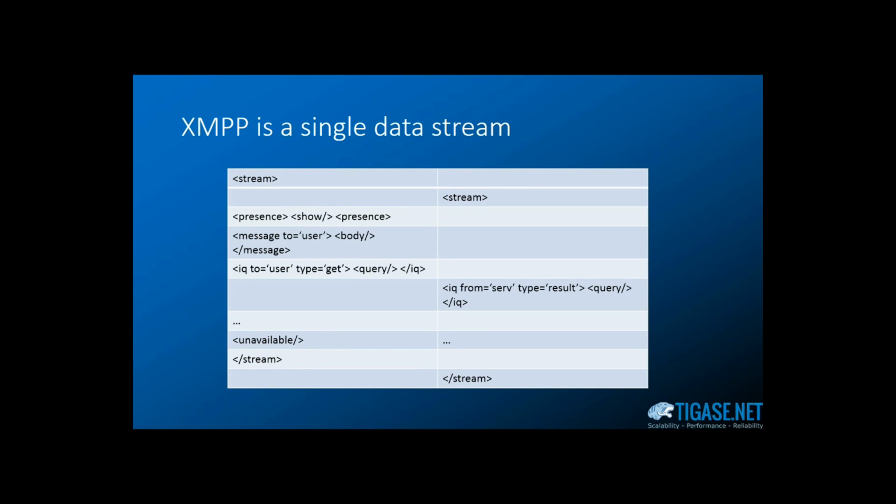XMPP takes place inside a single data stream between a user and a server. This basic diagram shows some basic stanzas being sent between the user on the left and the server on the right. As you can see, it begins with opening up a stream, followed by some presence status being shown, a message, perhaps some IQ stanzas, followed by the user sending an unavailable stanza, and then finally the stream is terminated on both sides. We'll go over the details on what each of these stanzas mean later on in the presentation.